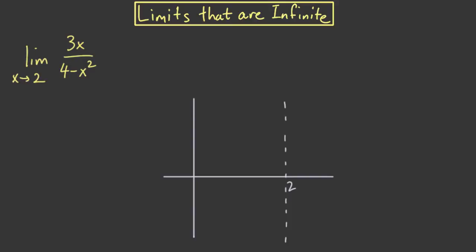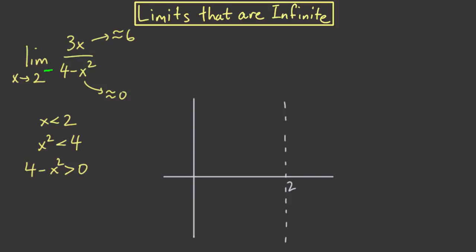And let's just start with the limit as x approaches 2 from the left. And we'll need to pay very close attention to the signs of the numerator and denominator. This numerator is going to be near 6, which is positive. The denominator we know is going to be close to 0, but close to 0 how? Well, when x is approaching 2 from the left, that means x is going to be slightly less than 2. So x squared is going to be slightly less than 4. So our denominator is going to be just a little bit greater than 0.